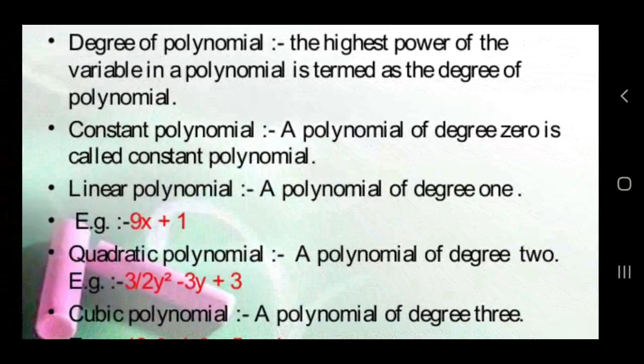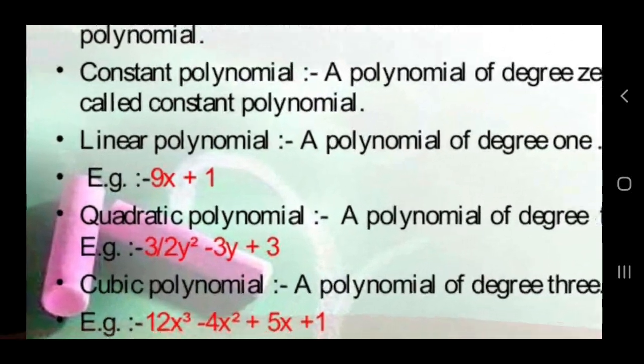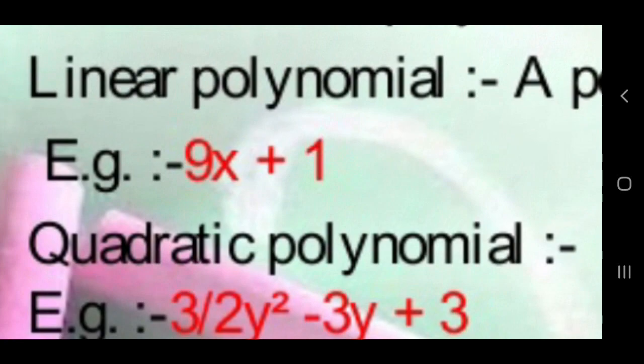Then a constant polynomial. Is 5 a polynomial? Yeah, the number 5 is a polynomial. That is, every constant is a constant polynomial. Then according to the degree of the polynomial, we can classify polynomials as linear polynomial, quadratic polynomial, and cubic polynomial. Linear polynomial means the degree of the polynomial is 1.